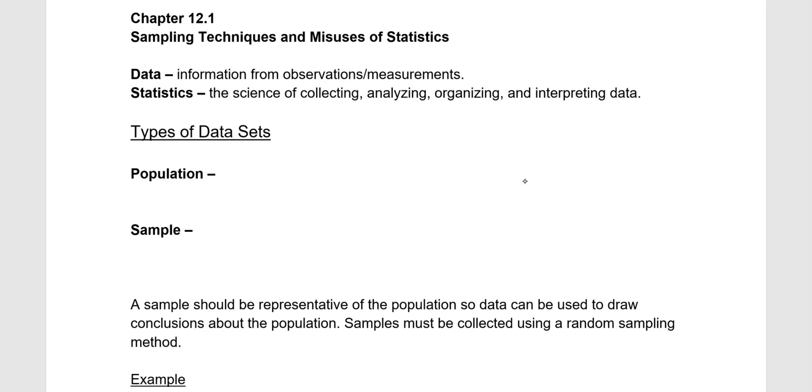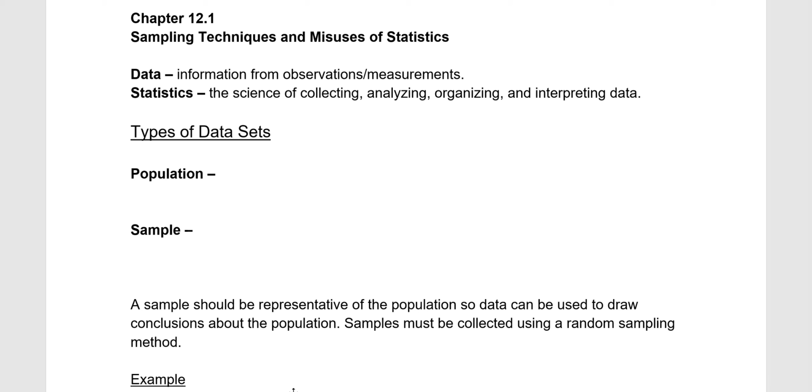In Chapter 12, now we're going to be getting into statistics, and 12.1 is sampling techniques and misuses of statistics. So before we get into those, let's go ahead and get some definitions out of the way. So we have data. Data is information from observation or measurements, and statistics is going to be the science of collecting, analyzing, organizing, and interpreting data.